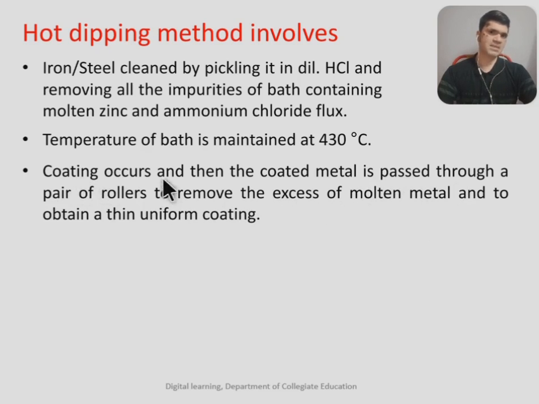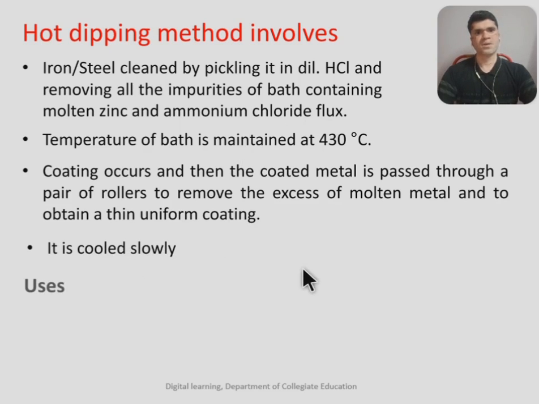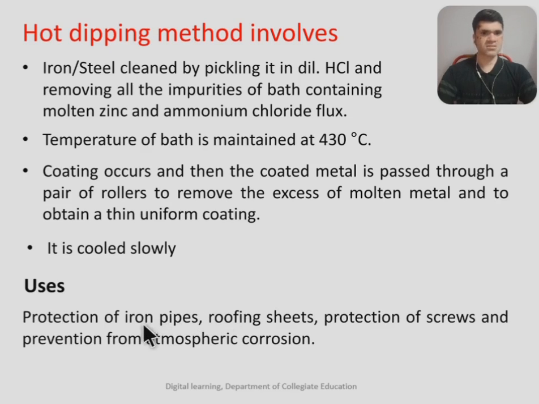So once it is dipped and taken out, the coat is formed, and it is passed through rollers. Why? To remove the excess metal on the surface of iron or steel. So it is cooled slowly. So this is the method of hot dipping. Uses: this is used for protecting iron pipes, roofing sheets, protection of screws and prevention from atmospheric corrosion.